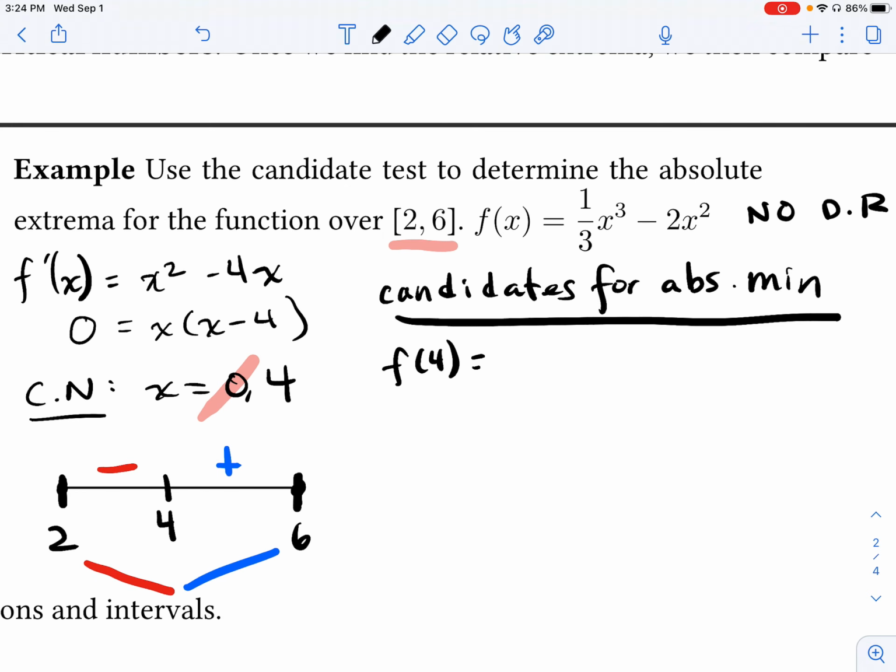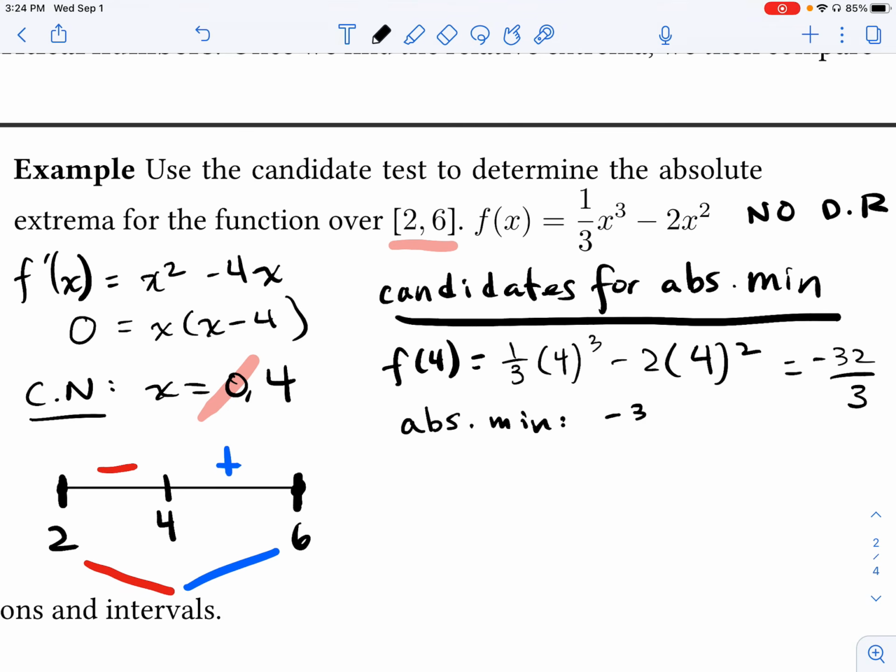Since we're finding an absolute extrema, we want to state the y value. So we're going to evaluate our original function at 4. So 1/3 times 4 cubed minus 2 times 4 squared. That should come out to 64 over 3 minus 32, which should be -32 over 3. I'm pretty sure that's correct. Okay, so our absolute minimum is -32 over 3. We're not listing a coordinate, we're listing the lowest y value within this interval of this function.